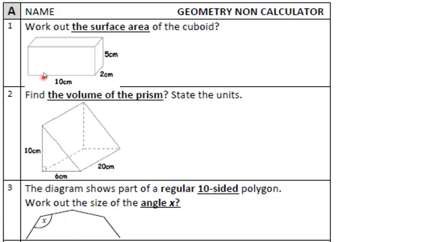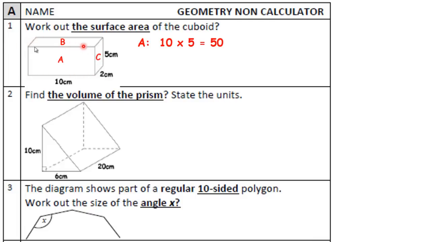So the question says, work out the surface area of the cuboid. What I'm going to do is label up the three sides of the cuboid I could see, A, B, and C. You could put those anywhere, but you just need to work out the area of those three sides and then double it, because the other three sides are exactly the same, but you can't see them, right? So I'm going to work out the area of A, which is 10 times 5, 50.